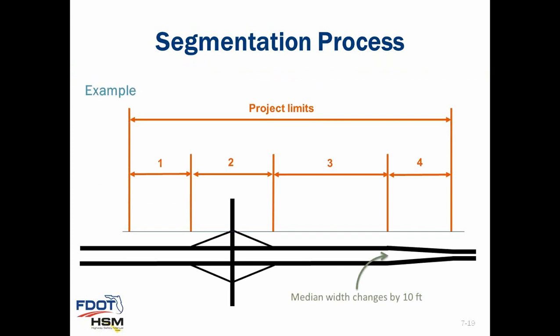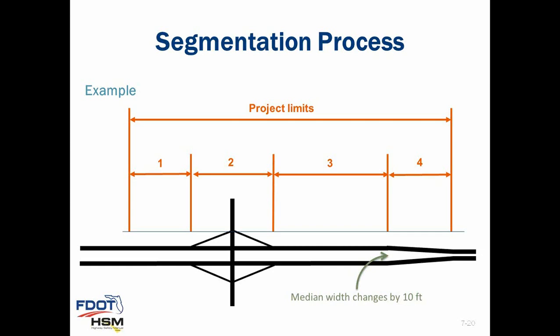This slide shows a very simple example of the segmentation process using a section of urban freeway. The direction of increasing milepost is from left to right, so the beginning of segment 1 is defined by the project limits on the left side of the slide. Now this section of freeway has weaving sections on both sides of the roadway and on both sides of the interchange. As a result, there are no speed change lanes for us to identify, which simplifies this example even a little more.